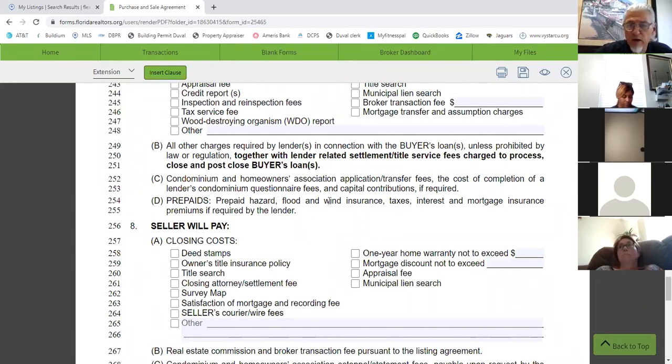Prepaids. You're going to pay all your insurance, wind insurance, taxes, interest, mortgage insurance premiums if required by the lender. Okay, so if the lender says that you're going to escrow 3 months of taxes, that's what it's talking about there. You agree to pay that.